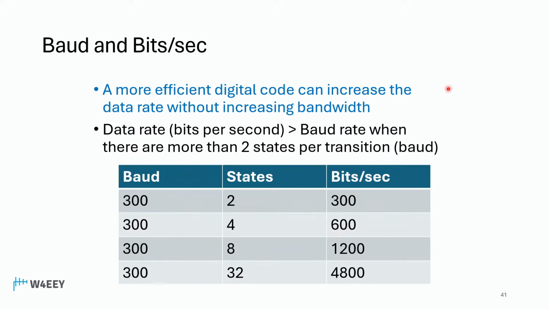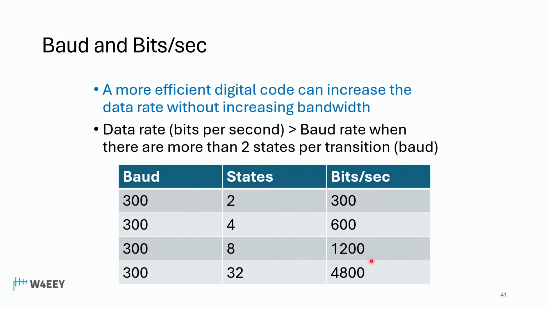So here's another way of looking at it. A more efficient digital code, and here's where the word code jumps in, can increase the data rate without increasing the bandwidth. So our raising of our hand, the number of fingers doesn't really affect the bandwidth of our signal in that case, but we can assign different numbers of bits to each one of those fingers.